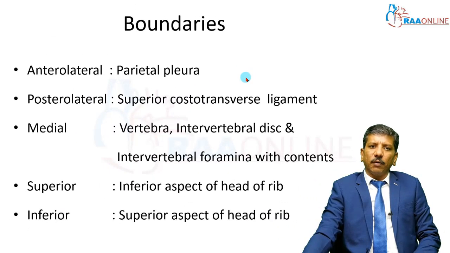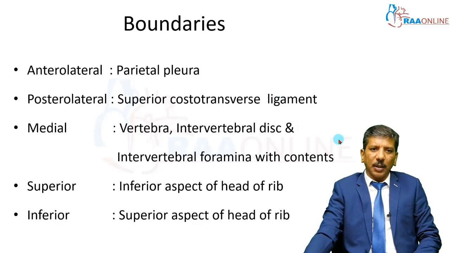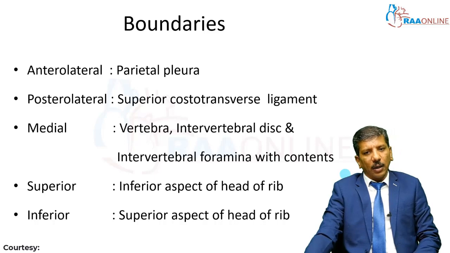These are the boundaries of the paravertebral space. Anterolaterally, the parietal pleura; posterolaterally, the superior costotransverse ligament; medially, the vertebra, intervertebral disc and intervertebral foramen; superiorly, the inferior aspect of the head of the rib; and inferiorly, the superior aspect of the lower rib.